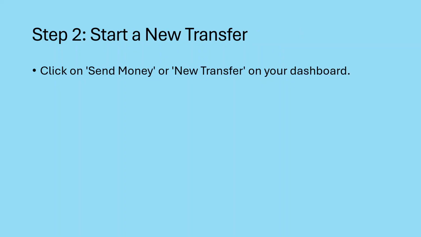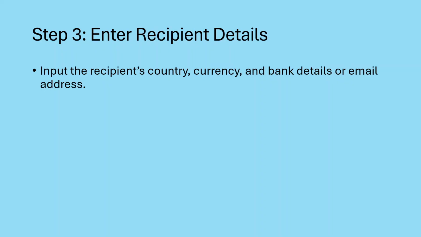Step 2. Start a new transfer. Click on Send Money or New Transfer on your dashboard. Step 3. Enter recipient details. Input the recipient's country, currency, and bank details or email address.